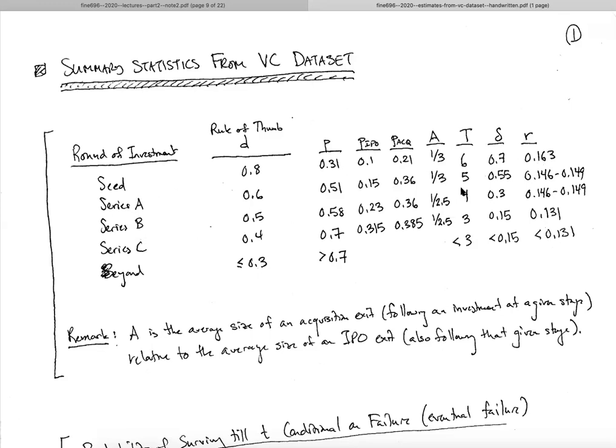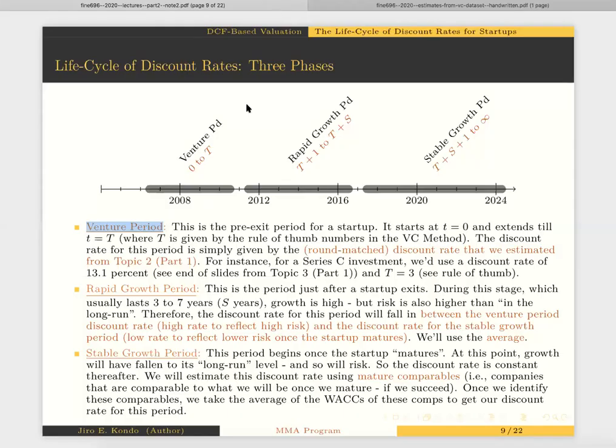So by matching to round of investment using this data right here, you can get a more refined estimate of a venture period discount rate. But one thing you'll notice is that even though I'm using a different R depending on whether my company is a seed stage or a Series A or a Series B, and so on, I'm using the same R once I match on investment round across every industry. So it doesn't matter if a startup is in consumer internet or enterprise SaaS, I would use the same R if they're raising the same round of investment.